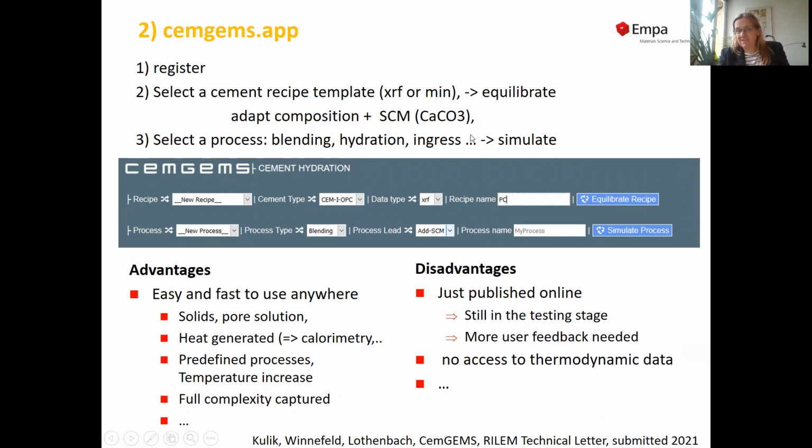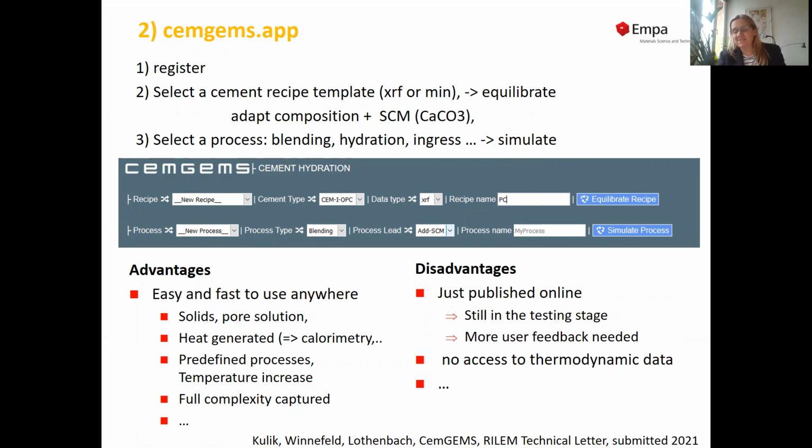The use of the SEMGEMS app, even without this course, is quite simple. You have to register, you have to select a cement recipe from a template, which uses either XRF or the mineralogical composition. You have to equilibrate it. You also can adapt the composition or select some supplementary cementitious materials. And then you can select the process, for instance, blending, hydration, ingress of carbonation, and press simulate, and then you get a respective plot.